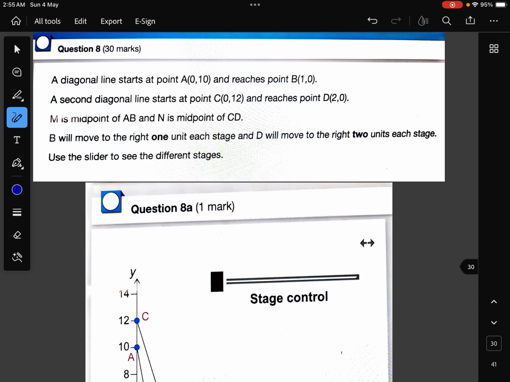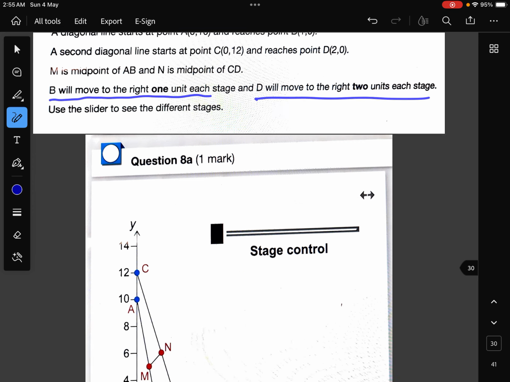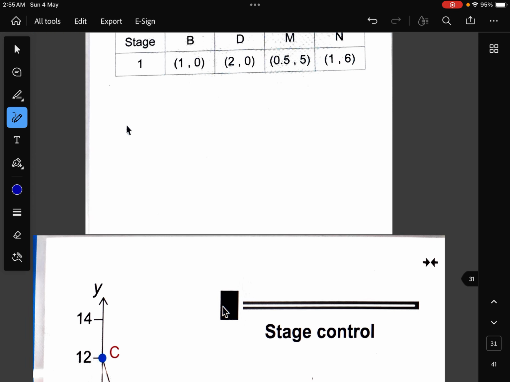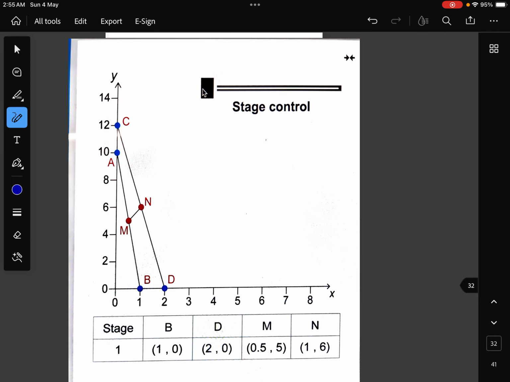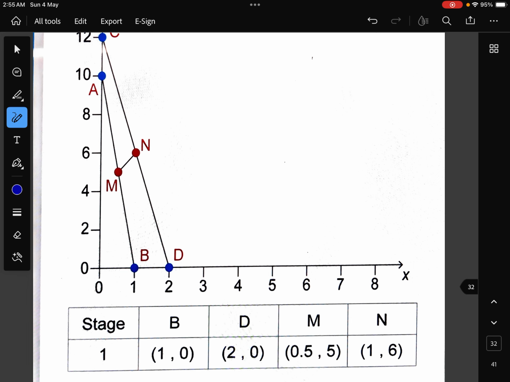Now the main thing, the key point, is that for each stage, B is going to move 1 unit to the right, and D is going to move two units to the right as the stage progresses. So if you look at this, this is stage 1. These are the points given to you.